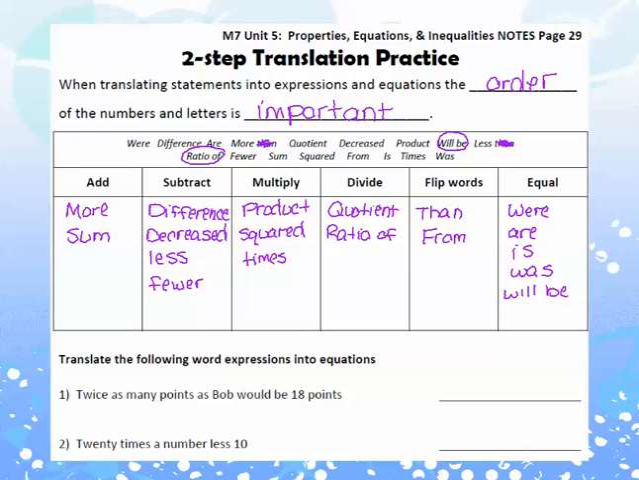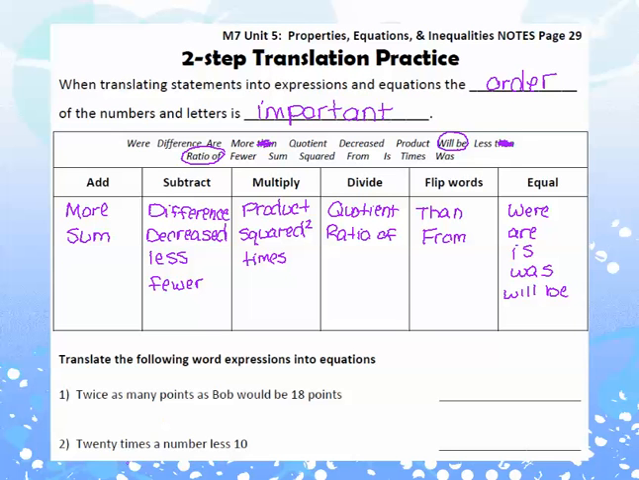Alright, go ahead and check your work. Careful with squared. Squared means an exponent of 2, so it's something times itself. Quotient is that DQ word, that Dairy Queen word, so make sure that you're careful with that one.